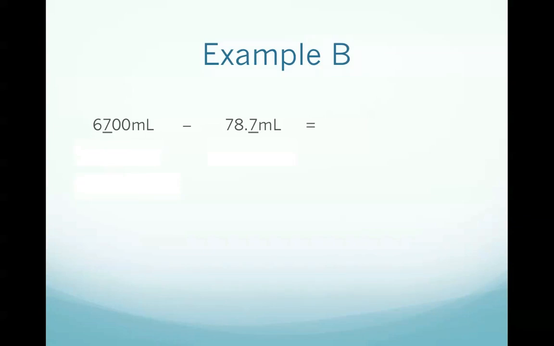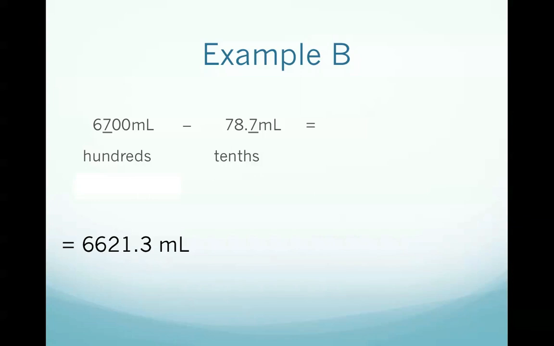Alright, in our example B, we're going to subtract the two values, and notice that the first number is only to the hundreds place. There's no decimal. Those ending zeros do not count. So the 7 is in our hundreds place. The 7 in the second number is in our tenths place. When I subtract these two values, I receive 6,621.3 milliliters. Again, this is representing a precision that is much more precise than our actual measurements.